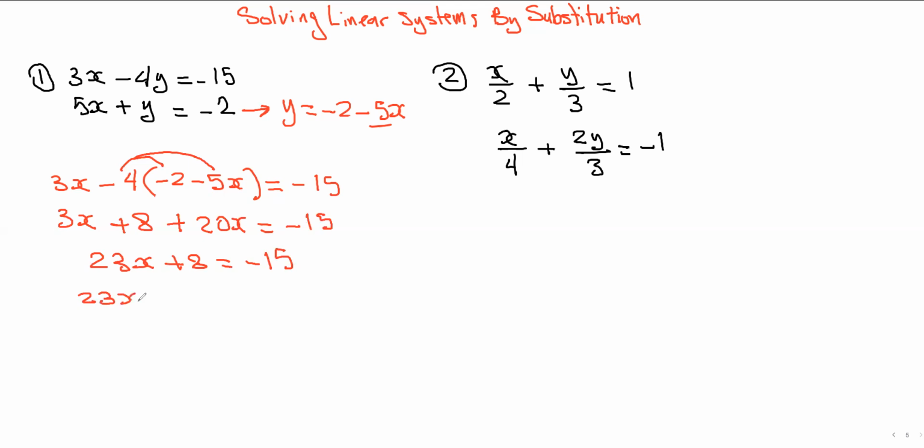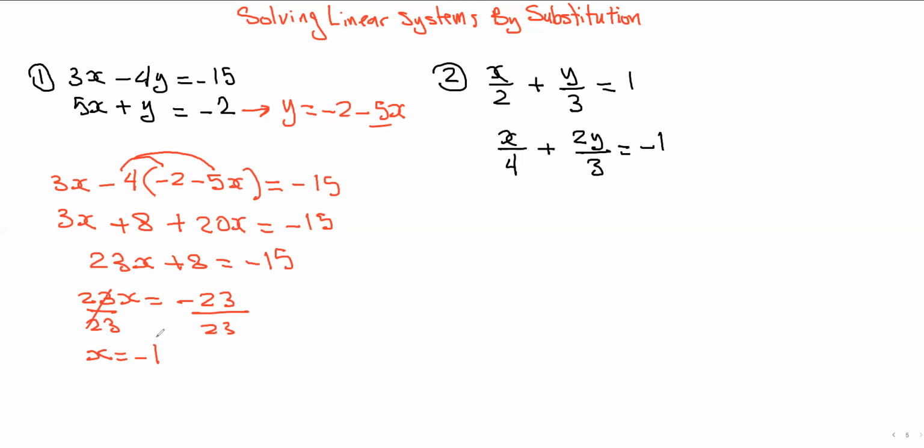23x equals, I move the 8 to the other side, becomes -8. -15 minus 8 will give me -23. Now we just divide both sides by 23. And therefore x equals -1.